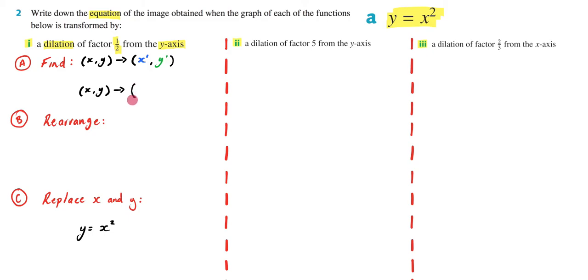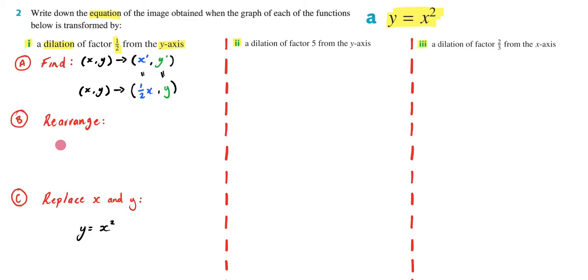So we know that we're starting with xy, and then we're dilating by a factor of a half from the y-axis. Now, when I'm dilating from the y-axis, that's going to affect my x. So it's actually going to be 1/2 x. And nothing is actually going to happen to my y. So we're going to leave the y just like that. Having done this, we can now see that x dash equals 1/2 x and y dash equals y. That's step A.